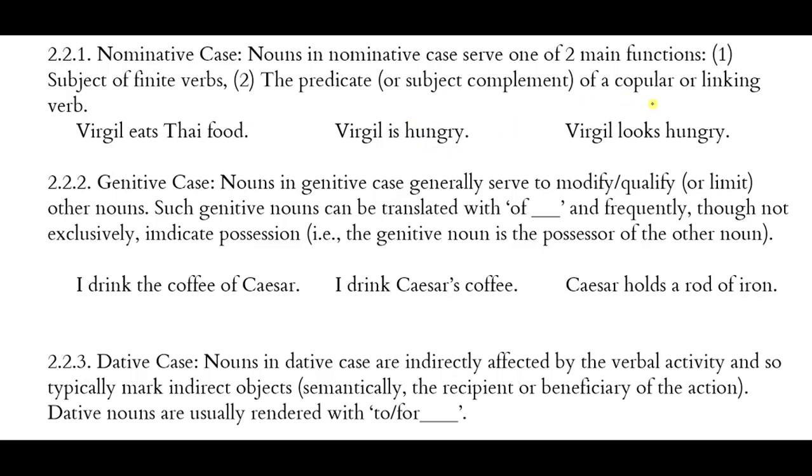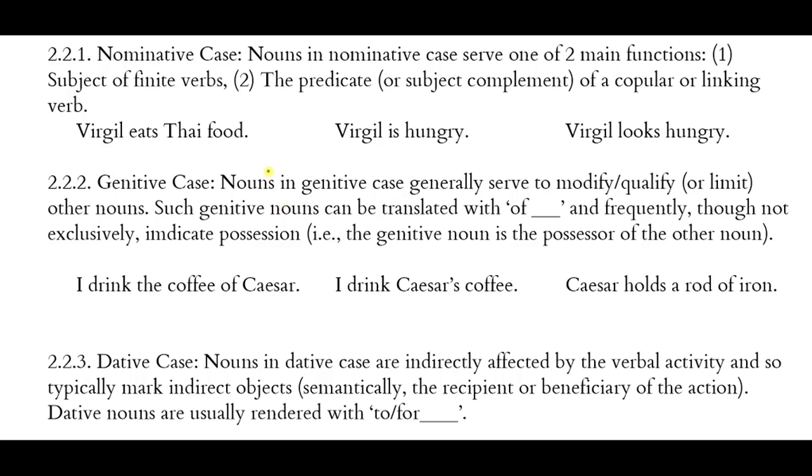Nouns in the nominative case serve one of 2 main functions. They could be the subject of a finite verb, or they could be the predicate, or what is sometimes described in linguistics as the complement or the subject complement of a copular verb or a linking verb. Now let's take each of these in turn.